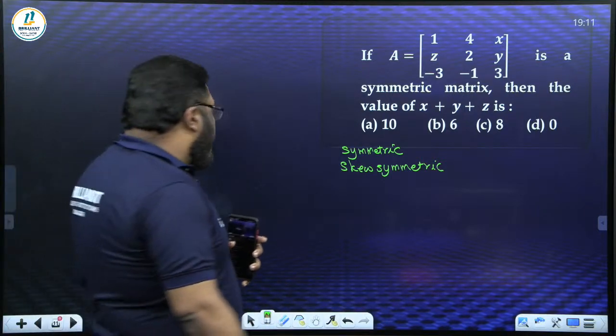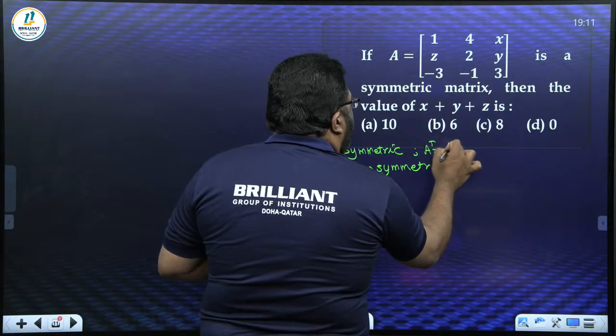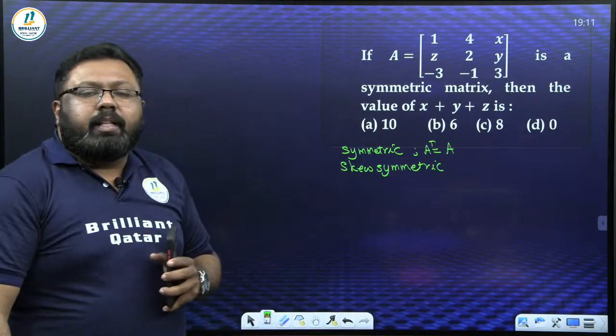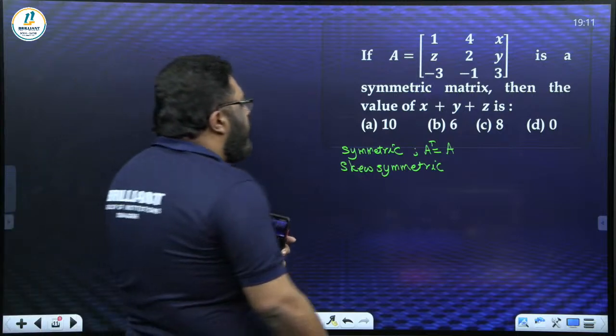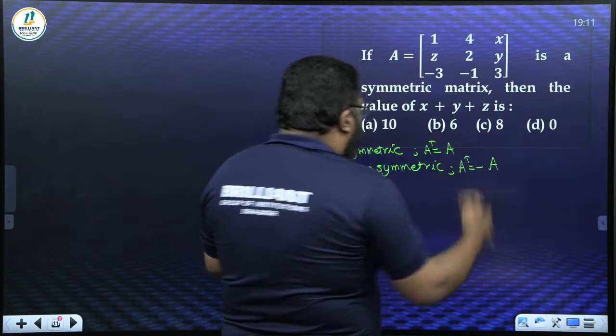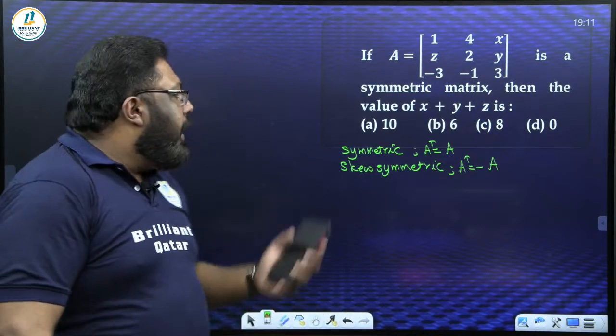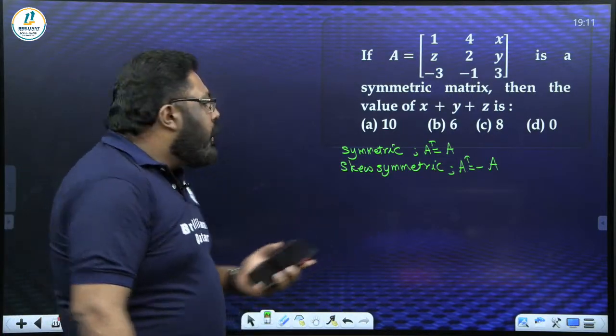If a matrix has to become symmetric, first of all, its transpose must be the matrix itself. To become skew symmetric, its transpose must be the negative of A.